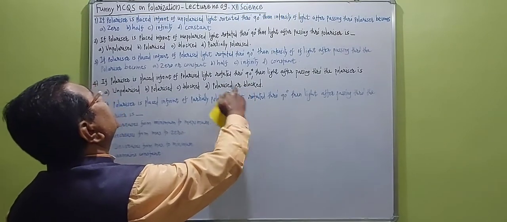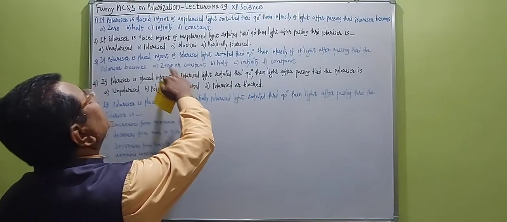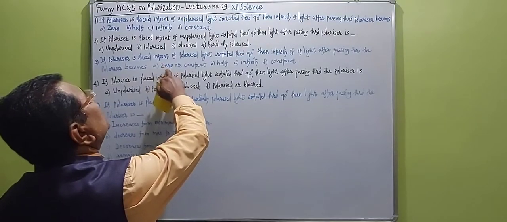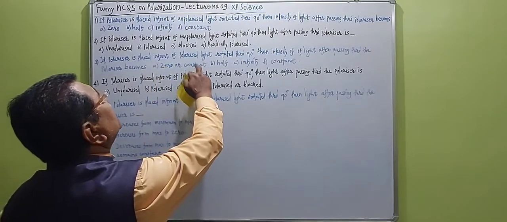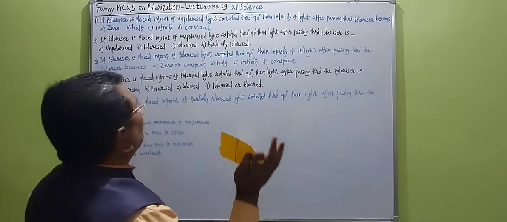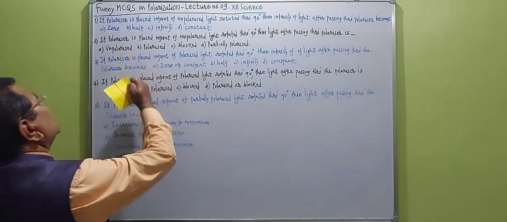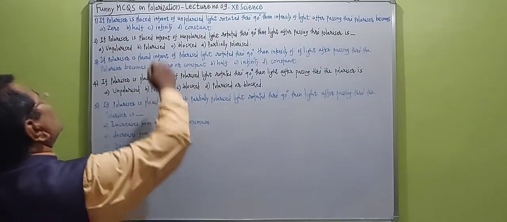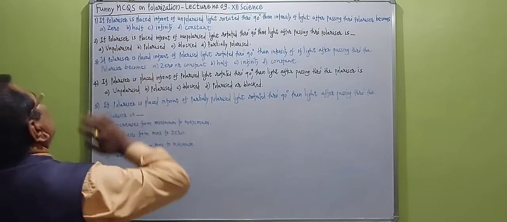So depending upon the position of the polarizer and plane polarized light, either it is polarized or blocked. The same answer is here. Either it is blocked, meaning 0, or polarized, meaning the same intensity is coming out. So question number 3 and question number 4 are the same. Question number 1 and question number 2 are the same.